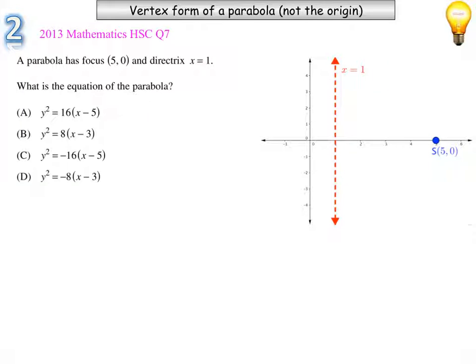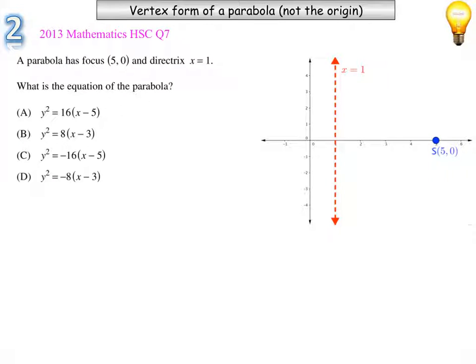Okay. The second question is from a 2013 paper, and that was a multiple choice question. It says a parabola has a focus of 5, 0, so again, draw it. Even though it's a multiple choice question, which has multi-step parts to it, it's nice to show all your workings so you maximize your chance of answering this correctly. So 5, 0 is your focus. The directrix is the vertical line, x equals 1.